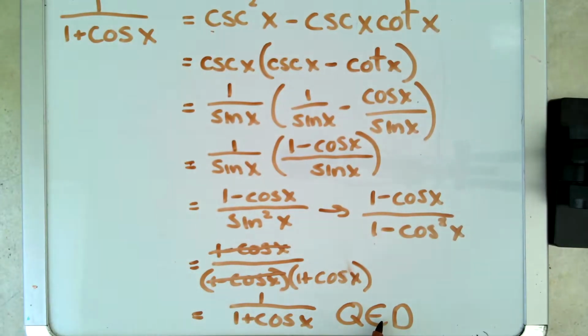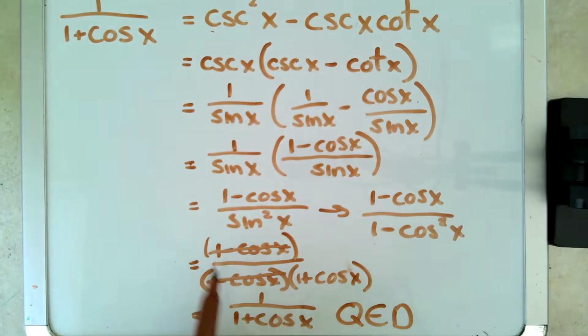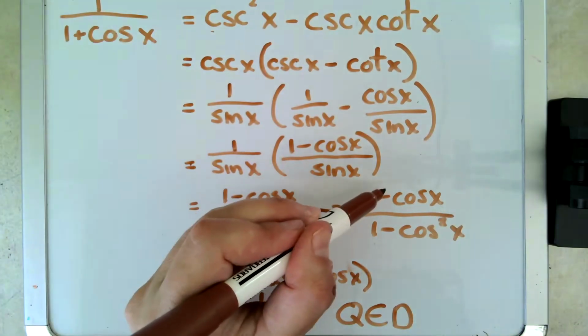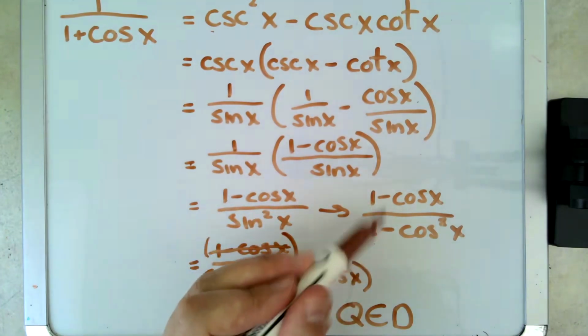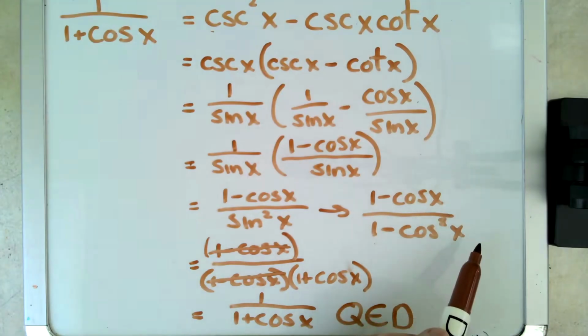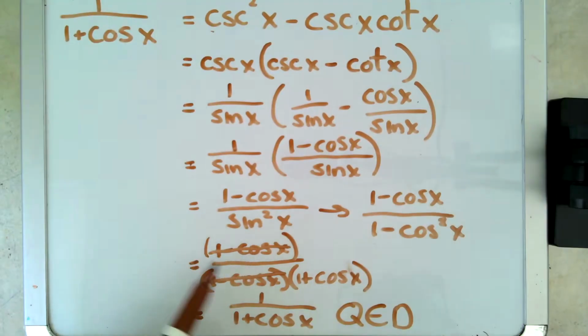Now, I want to remind you, I could cancel these because that's a whole term and that's a whole term. I cannot cancel the 1 and the 1 because this is connected with subtraction, not multiplication. I can't cancel a cos x with a cos squared x. These are connected by subtraction, but I can cancel this whole term with this whole term, which is connected by multiplication to its other term.